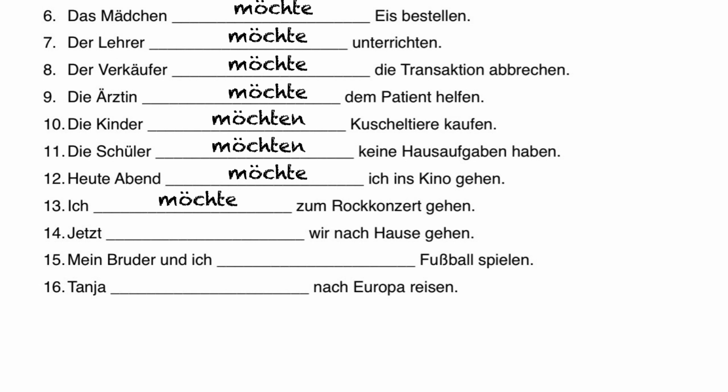Wir is in the sentence, and it is always the subject, otherwise it changes to other things like uns. So we have to use the wir form here. Wir möchten. Jetzt möchten wir nach Hause gehen. We would like to go home now.